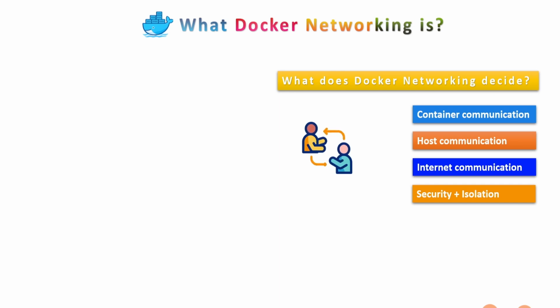So what does Docker networking decide in real time? Docker networking will decide container communication, how containers will communicate with each other, and host communication, how your containers will connect with your host machine so you will be able to access that application from the browser. It also decides how containers manage internet communication, and how they maintain security and isolation. All these things we will see. Networking is nothing but all about communication.